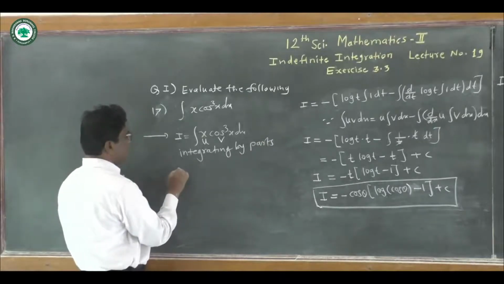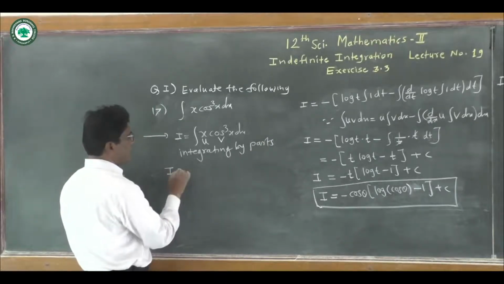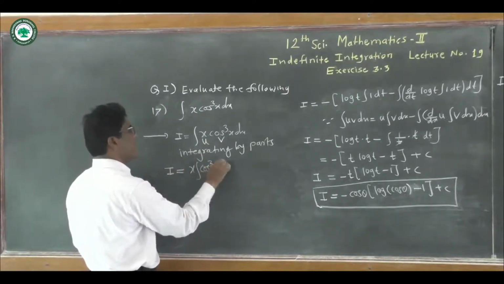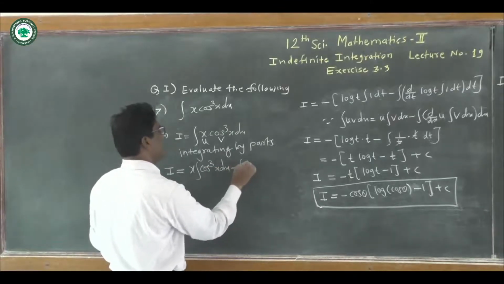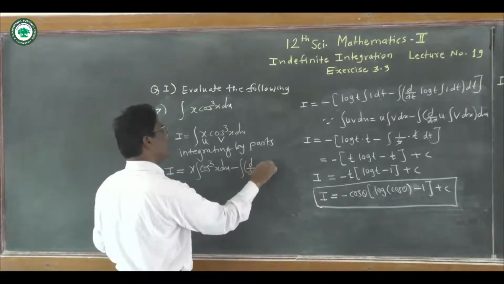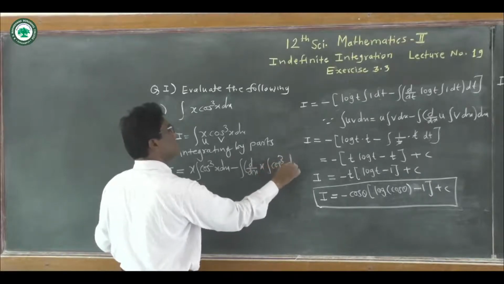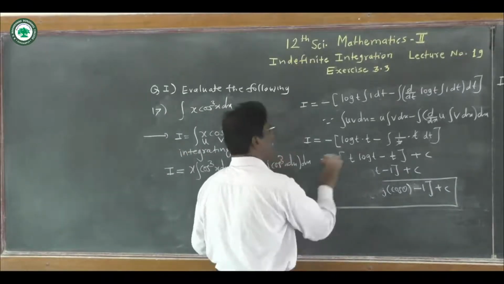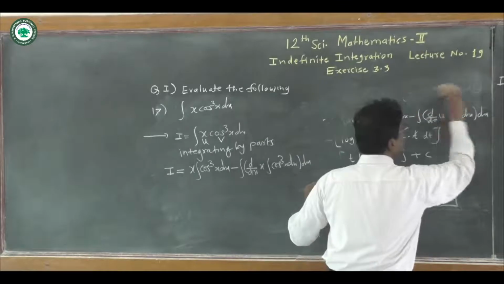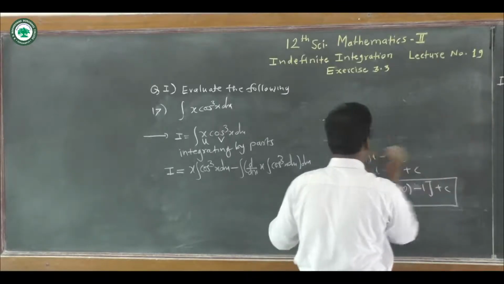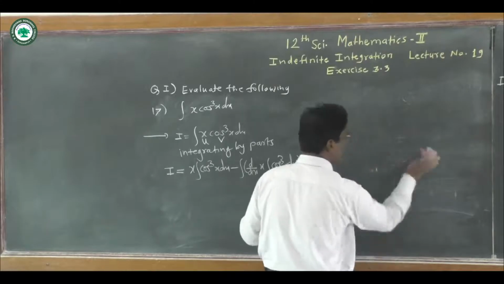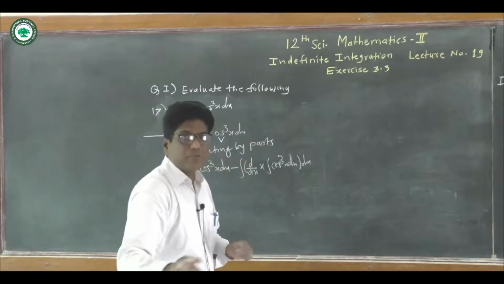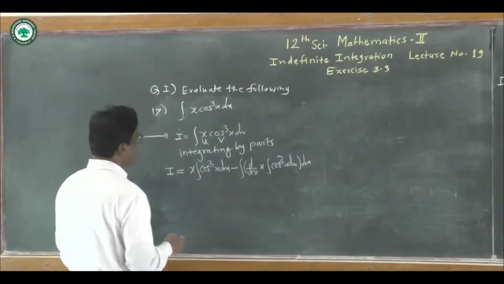therefore I is equal to the required integral: u means x into integration of v, cos cube x dx, minus integration of d by dx of x into integration of cos cube x dx with respect to x. Now here integration of cos cube x dx we cannot take directly. We cannot use the integration of x to the power n dx formula, x to the power n plus 1 upon n plus 1. So here we have to use the trigonometric formula.